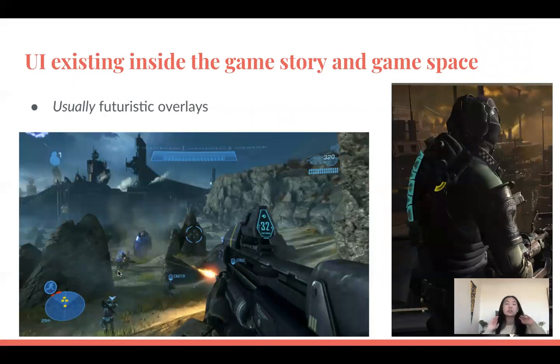Some examples, these are usually futuristic overlays. In Team Fortress 2 on the left, we can see how much time he has left on his watch. And on the right is Dead Space. You can tell his health based on the bar on the left.